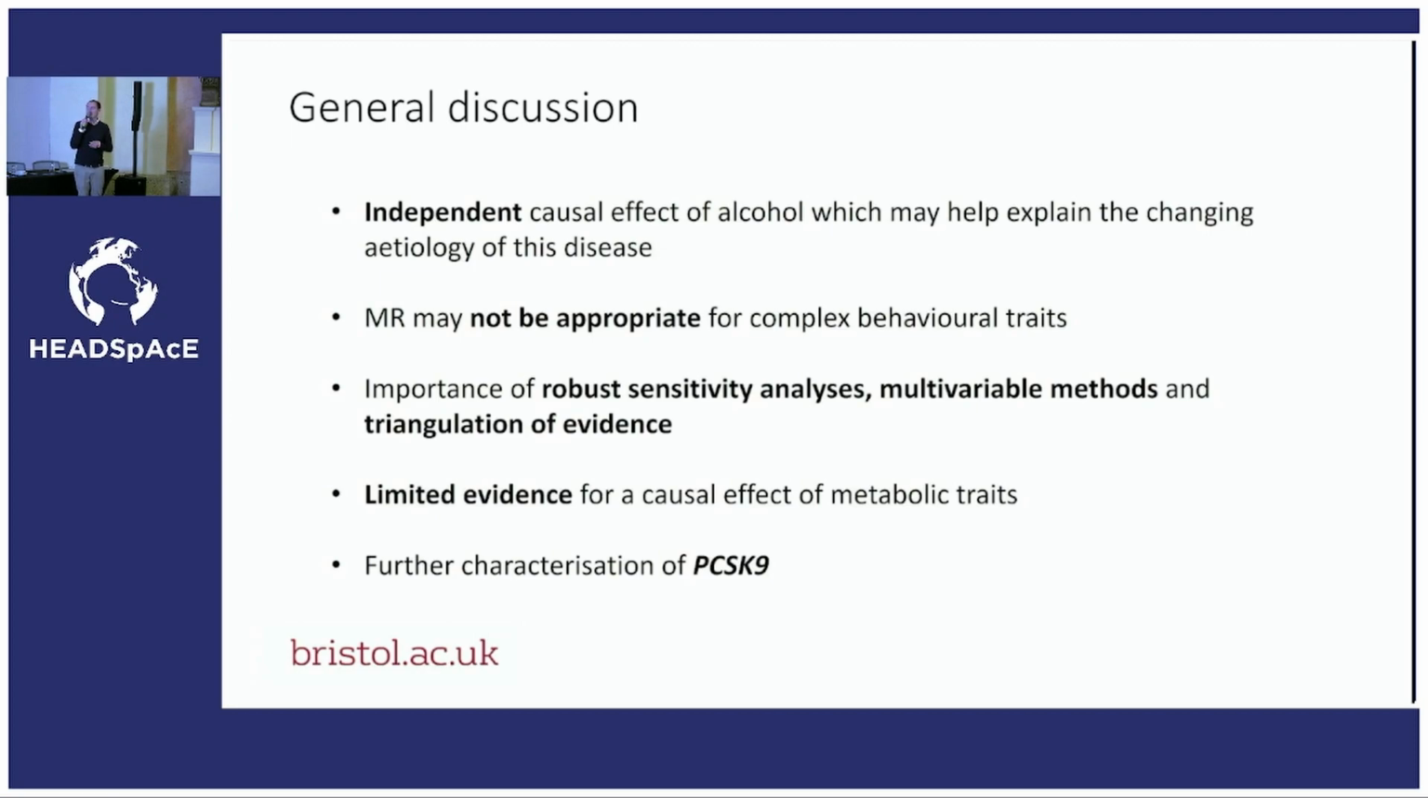So just to wrap up, there looks to be an independent effect of alcohol when using Mendelian randomization on oral and oropharyngeal cancer risk. And this could help explain the more recent changes in etiology with the decline in smoking rates. MR doesn't appear to be an appropriate method in this case when proxying sexual behavior, and caution is needed when proxying complex behavioral traits, given the potential for correlated pleiotropy, and therefore you need to ensure robust sensitivity analyses, possible multivariate approaches, and triangulation with observational and experimental evidence where possible.